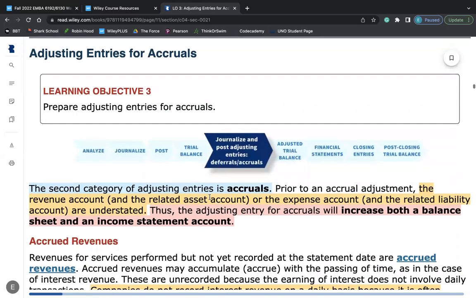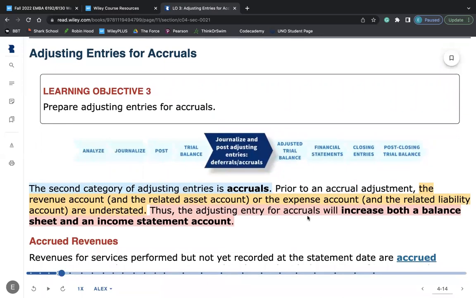All right, so now we're going to go into adjusting entries for accruals.